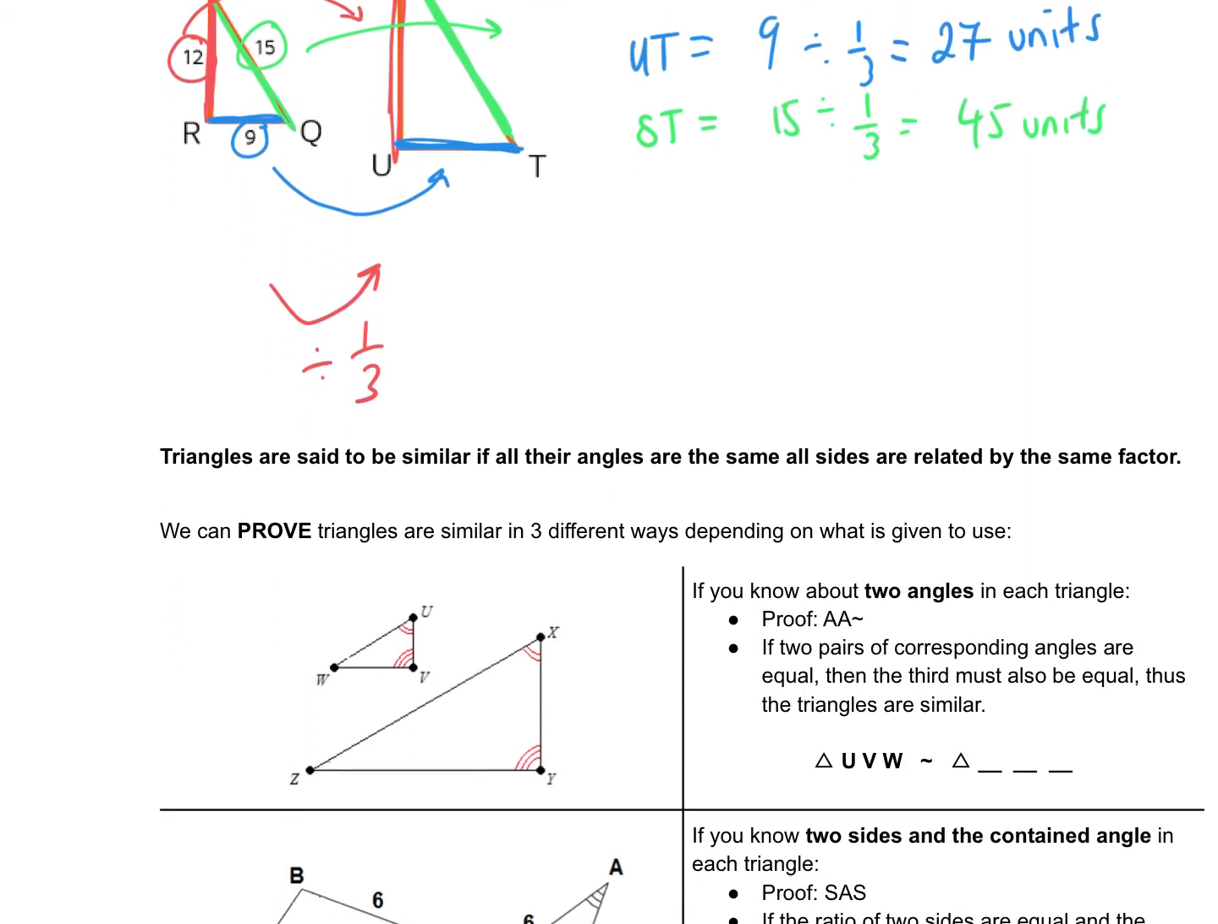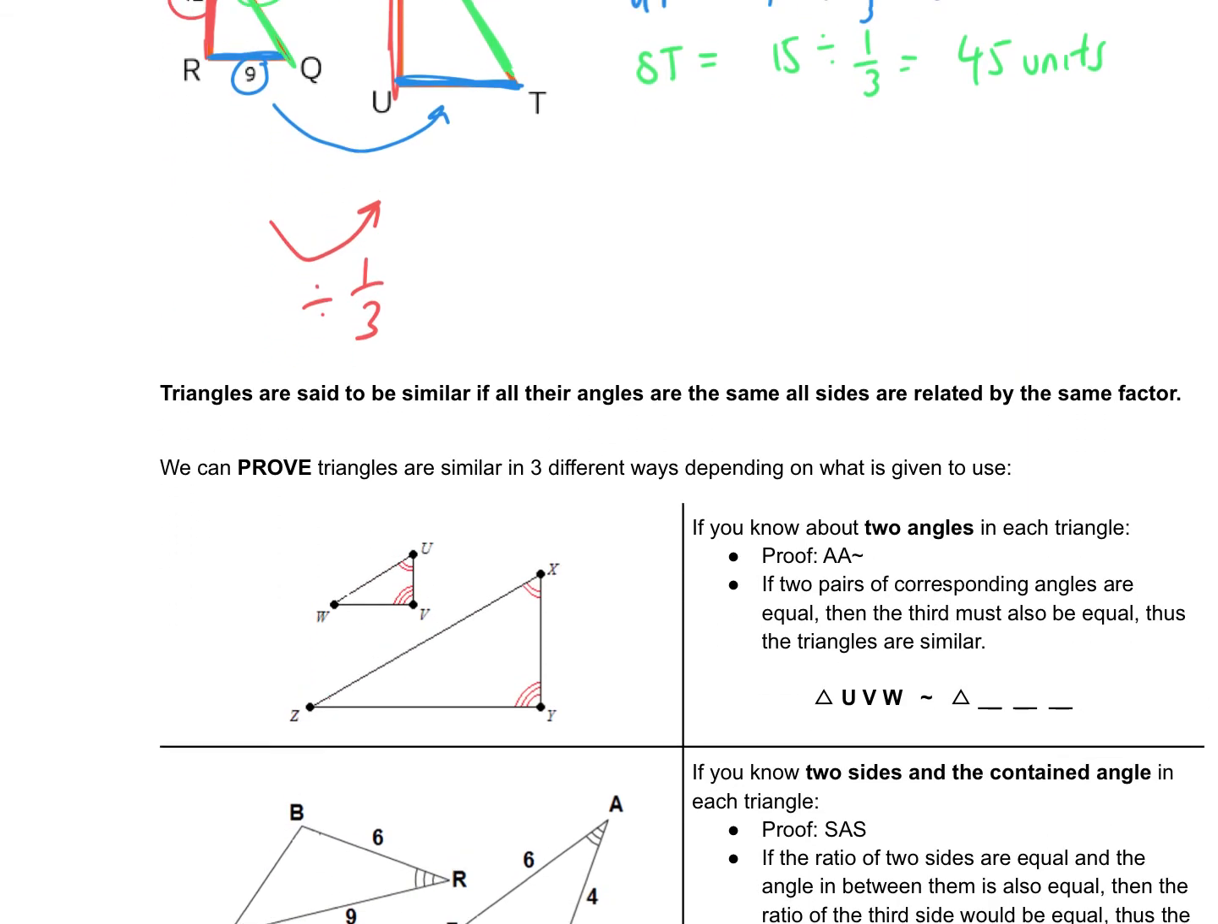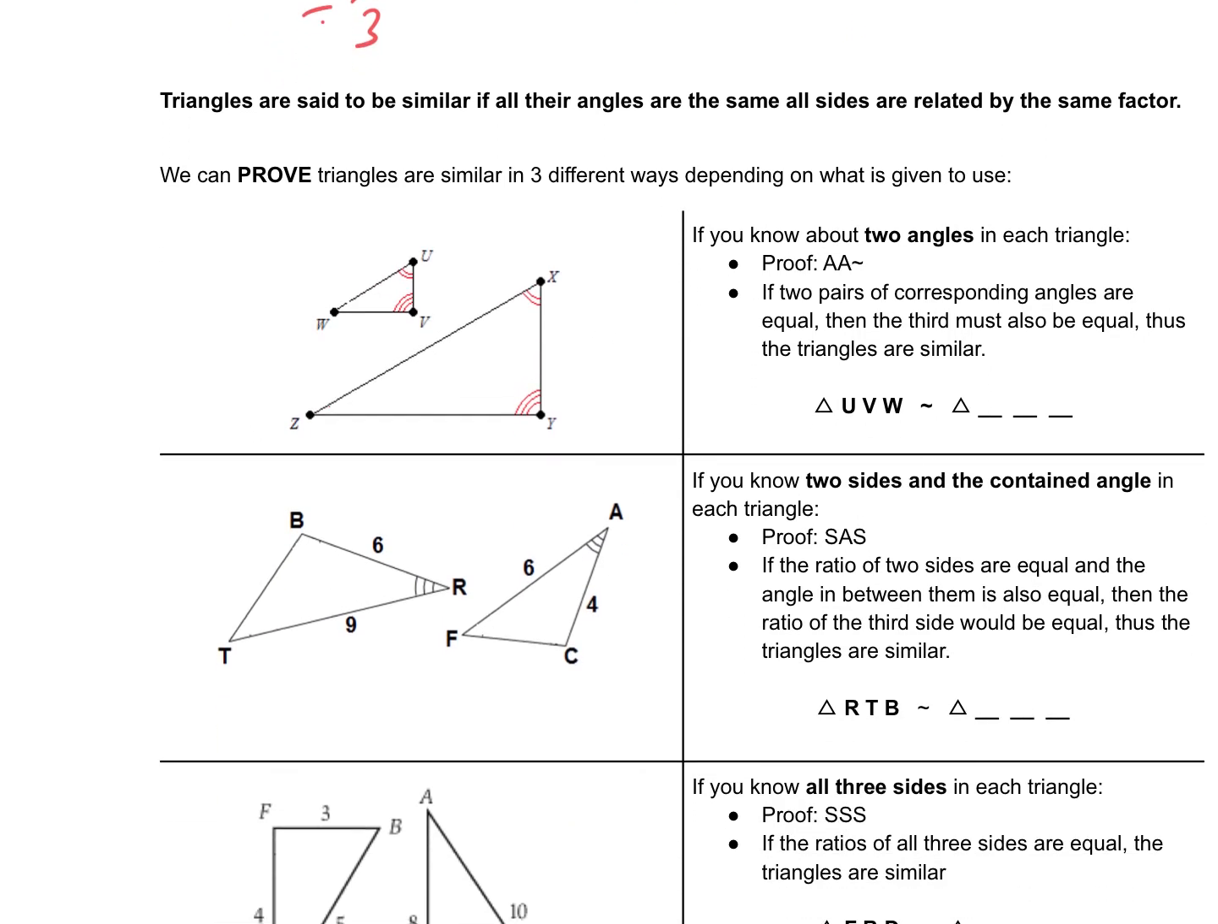All right, so 2 triangles are said to be similar if all their angles are equal to each other, so the corresponding angles match, and that the corresponding sides are related by this scale factor. There are 3 different ways to prove that 2 triangles are similar, and the method you use is going to depend on what is given to you, because you're not going to be given all the angles and all the sides of your triangles. You might just be given some of the information.